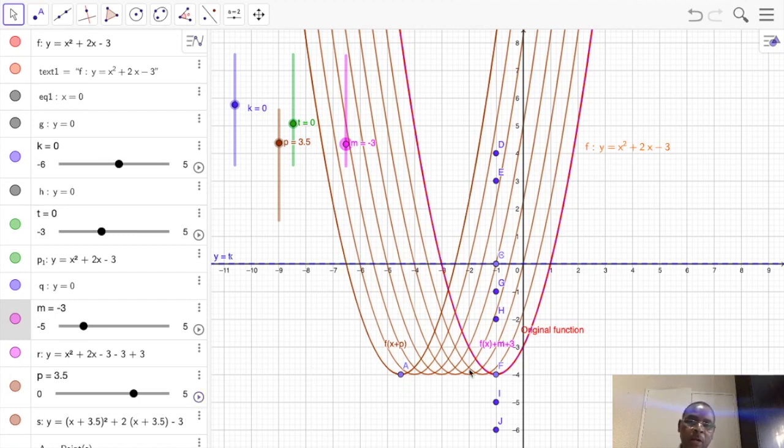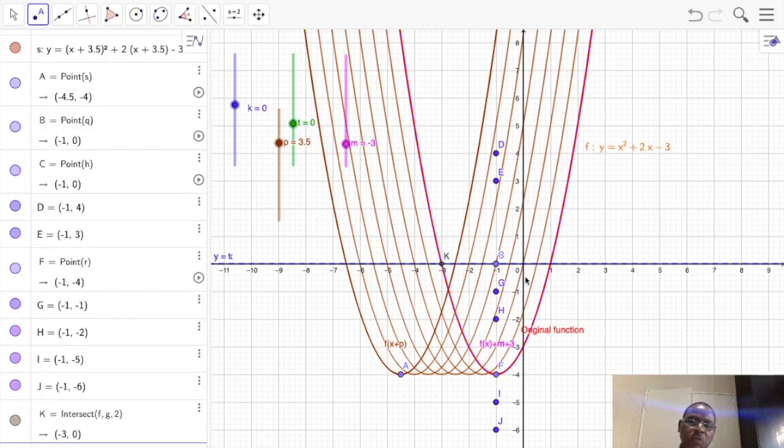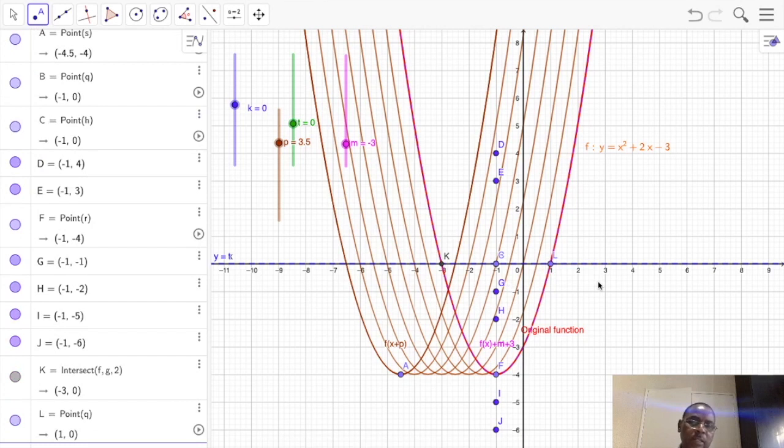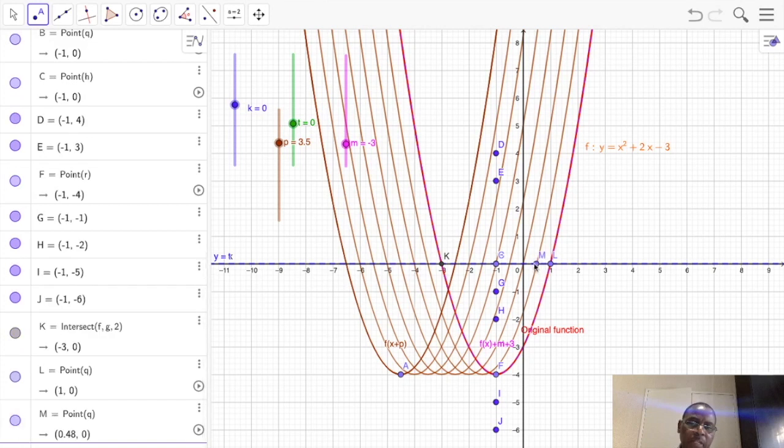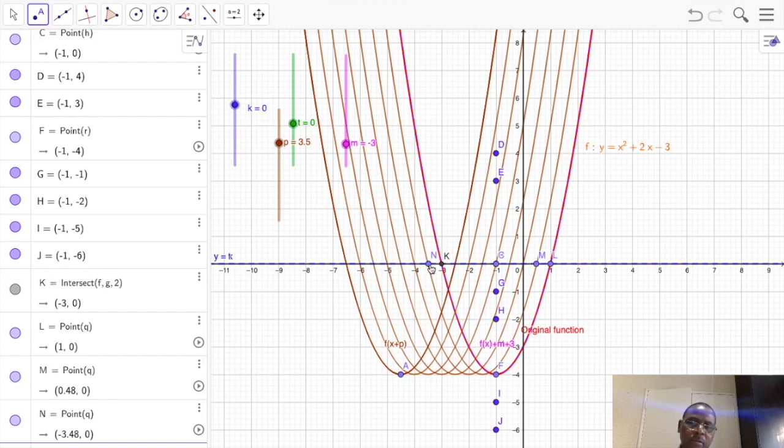Now, first of all, the original graph, which is f of x, is cutting the x-axis in two places. And at this point, it gives us a negative root. We get a negative root there, which is what we want. But there we get a positive root, which is exactly what we want. Then the second graph that you see there is cutting here at M as well as here. So at N, that's a negative because it's on the left side of the y-axis and M is on the right-hand side of the y-axis. So that is what we want.